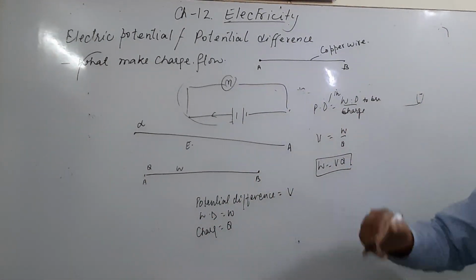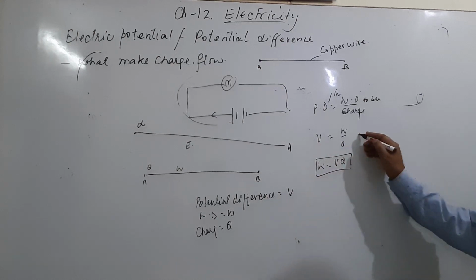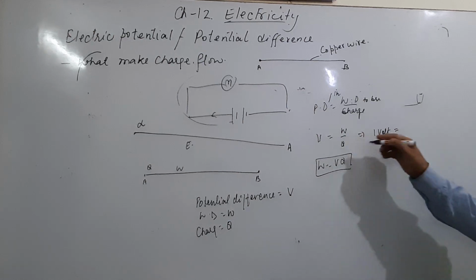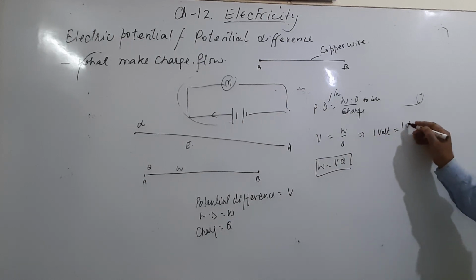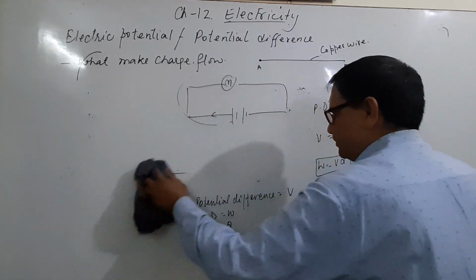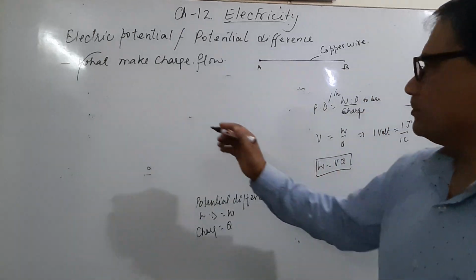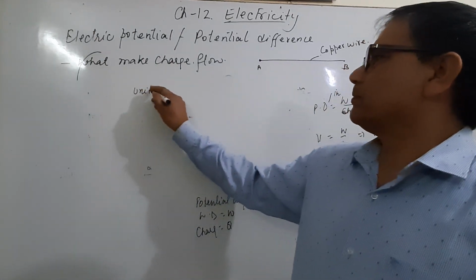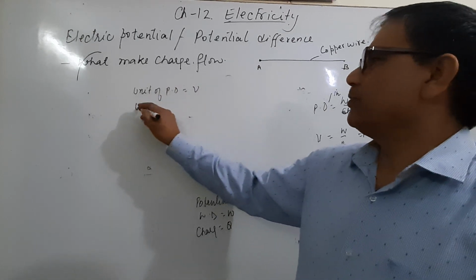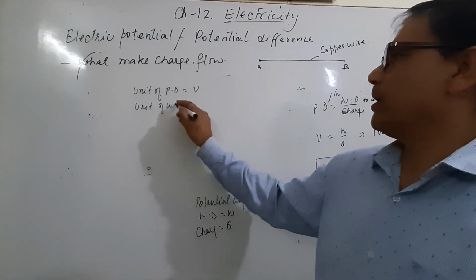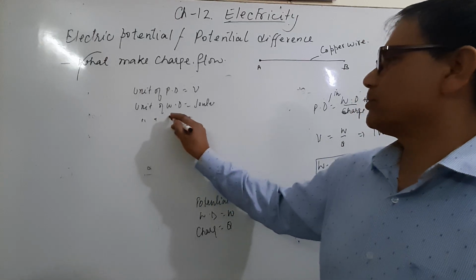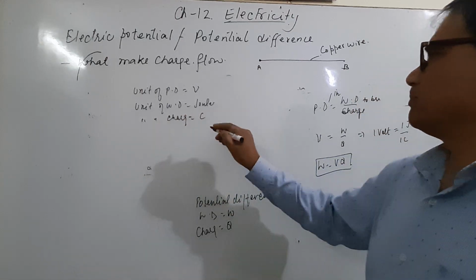And what is the unit of potential difference? The unit of potential difference is the volt, 1 volt, where the unit of work done is 1 joule and the unit of charge is 1 coulomb. So the unit of potential difference is volt, the unit of work done is joule, and the unit of charge is coulomb.